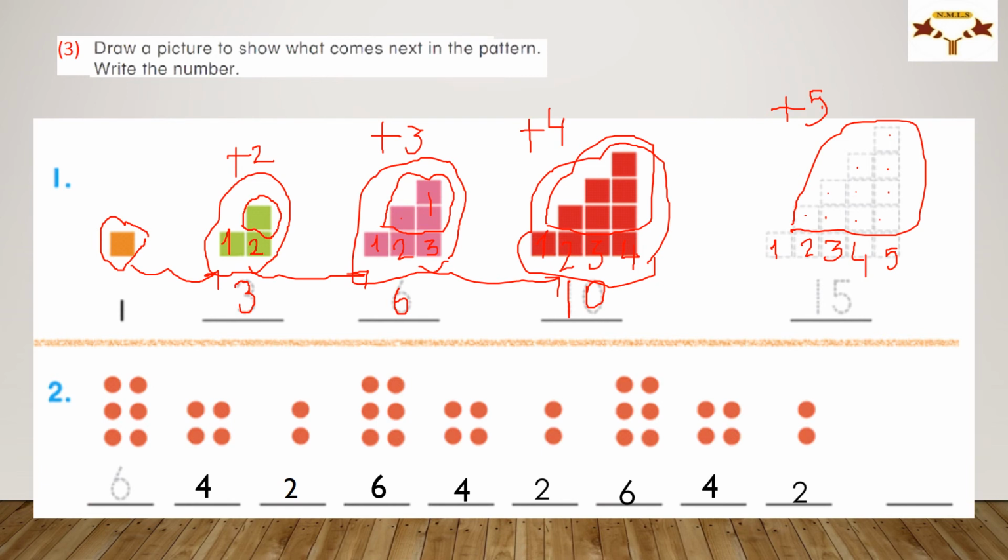So this pattern starts with 6, and it repeats 6, 4, 2, then another 6, 4, 2, and here 6, 4, 2. So this is a repeating pattern. So here 6, 4, 2, 6, 4, 2, 6, 4, 2. Can you guess what will come next after this 2? Can you guess how many? Excellent, it will be 6 dots. 1, 2, 3, 4, 5, and 6.